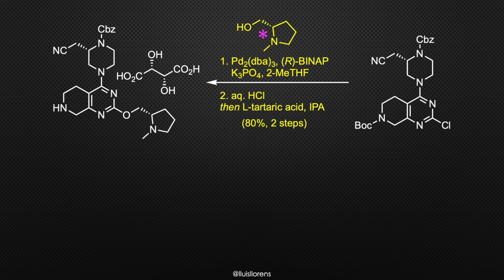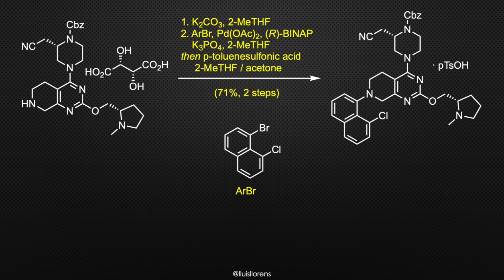Installation of the prolinol subunit is achieved via palladium-catalyzed carbon-oxygen bond formation between the pyrimidine at the C2 position and the prolinol. The desired product is then isolated as the tartaric acid salt. Introduction of the chloronaphthyl subunit is achieved with the free base, followed by a Buchwald-Hartwig coupling with chloronaphthyl bromide.